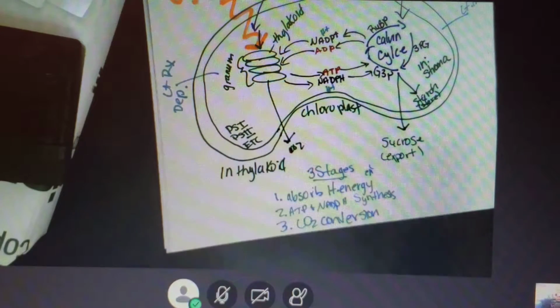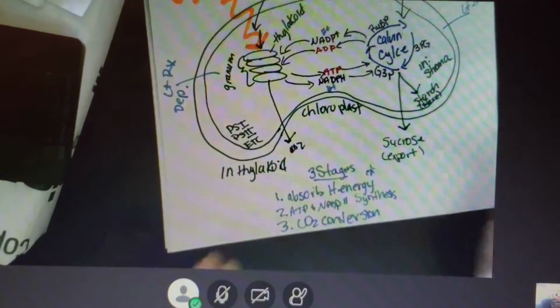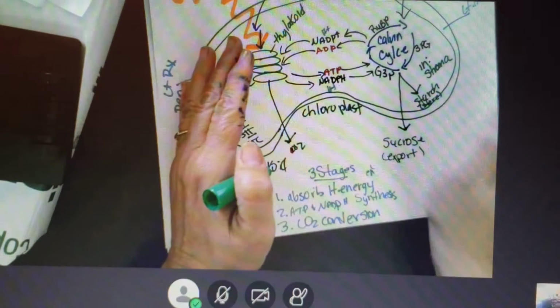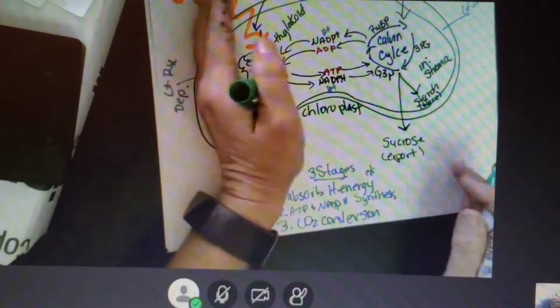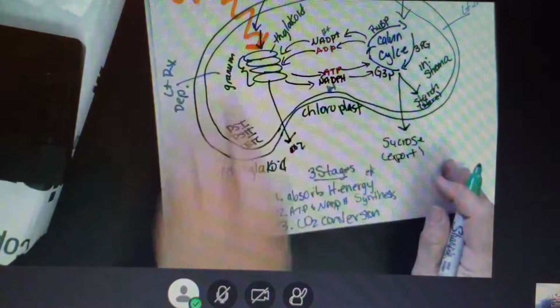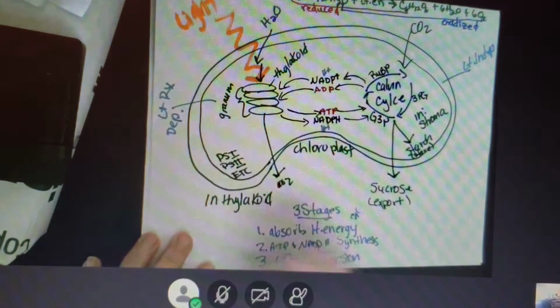So let's add to that where these three things occur. Where do we absorb the light energy? In the light reactions or in the light independent reactions? Light reactions on this side, right? These are the light reactions because they needed light. Sorry, you can see it all. All right, and so this is light reaction.